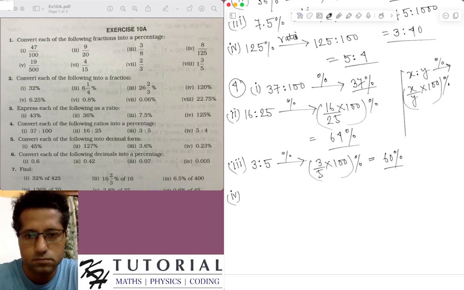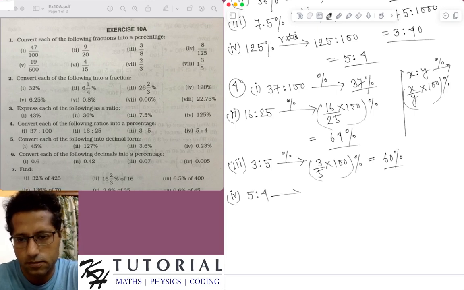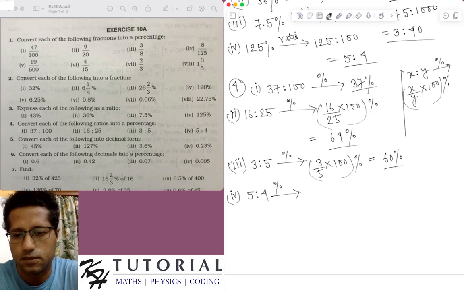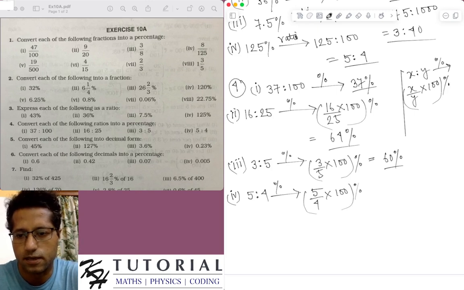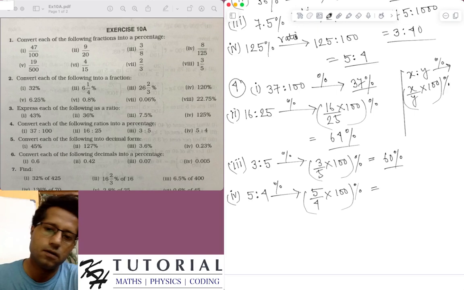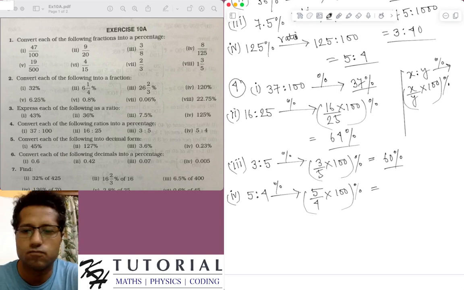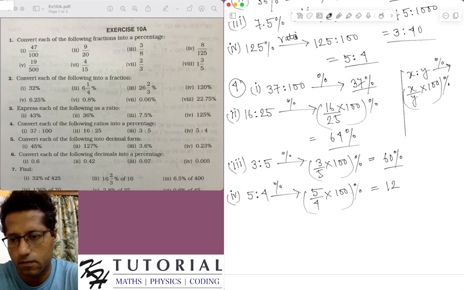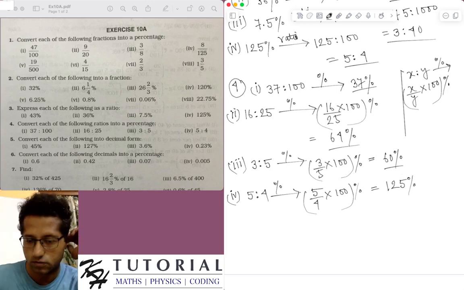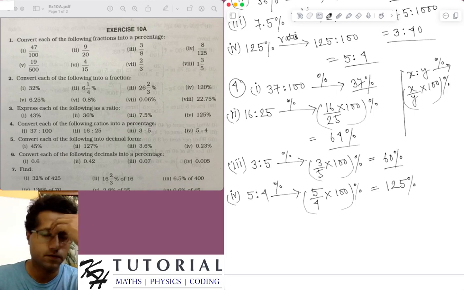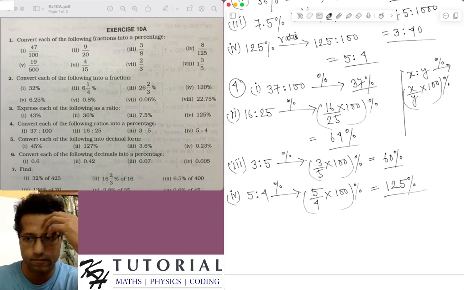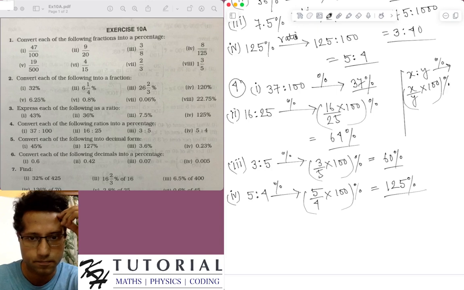Part 4. It is 5 is to 4. When you convert this to a percentage, it is 5 by 4 multiplied by 100 and the percentage sign. This equals 125 percentage. 5 into 100 divided by 4, when you simplify it, becomes 125. So 125 percentage is the answer.